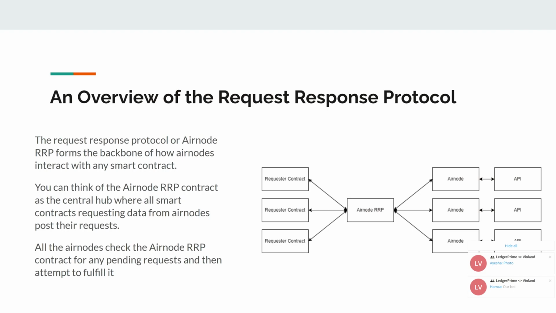So the backbone of Airnode is the request response protocol. The request response protocol is basically how Airnodes communicate with on-chain smart contracts. You can think of the Airnode RRP contract as the central hub, where all smart contracts request their data, and then the Airnodes check the RRP contract for any pending request and then fulfill the data for those smart contracts.